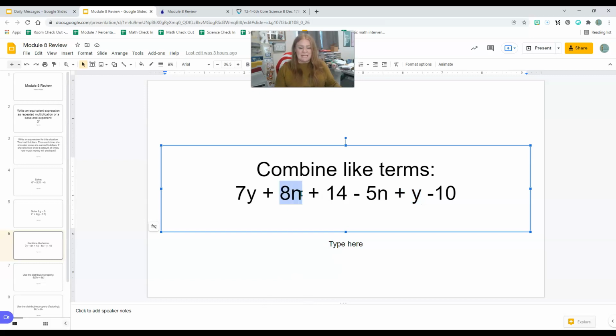So now we're looking for n's. We have 8 n's, and then we are taking away 5 n's. We don't have anything else. So 8 n's, take away these, but they're still positive, right? I have 8, and I'm taking away 5 of them, so now I just have 3, but they're positive, so plus 3. And then we have 14, and we're taking away 10, right? Take it away, still a positive number. So we have 3 terms, the y's, the n's, and the constants.